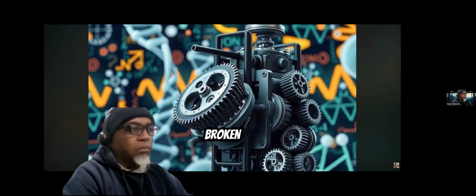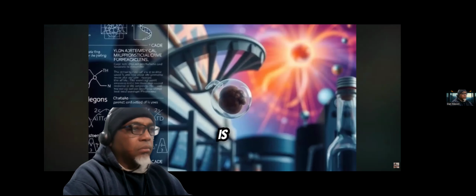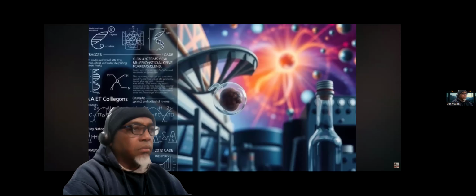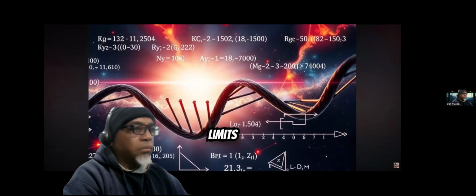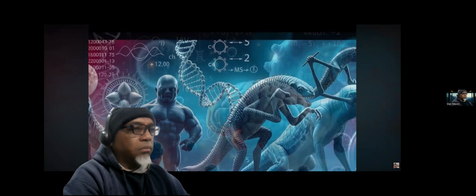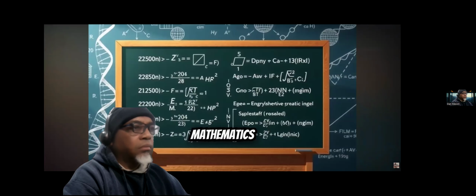DNA has information that needs an author. An engineer is needed for machines that can't be broken down. A planner is needed for embryonic development. A tuner is needed to fine-tune the cosmos. Limits on mutation require a more intelligent source of new ideas. Consciousness necessitates a cognitive entity behind physical substance. Morality necessitates a legislator. Mathematics needs a logical arrangement.